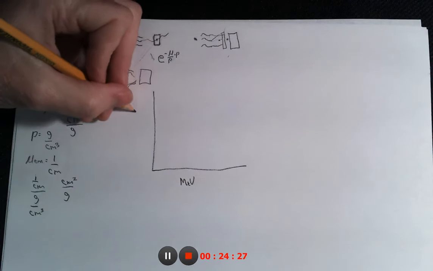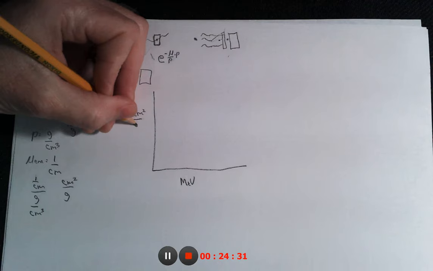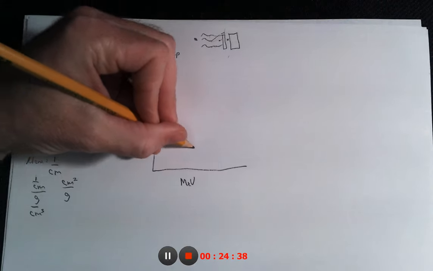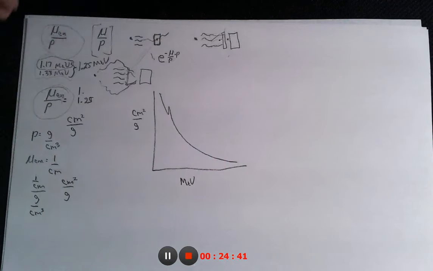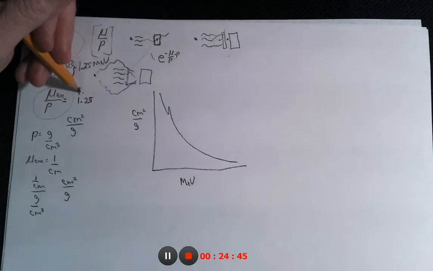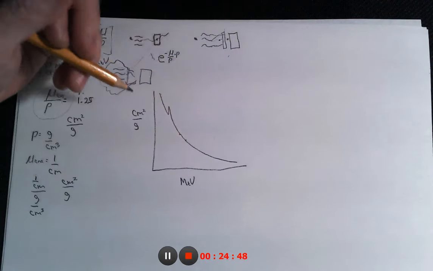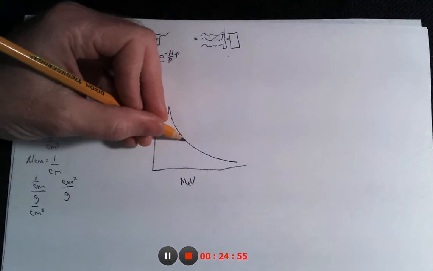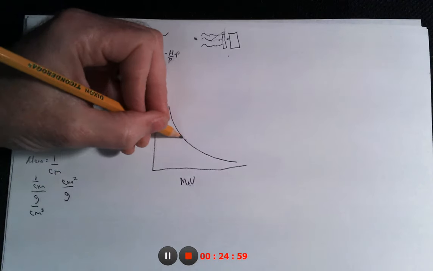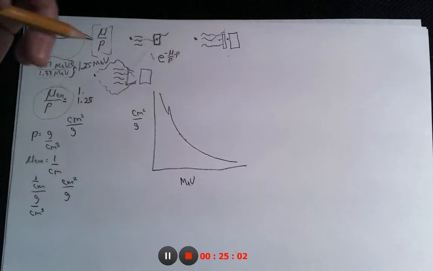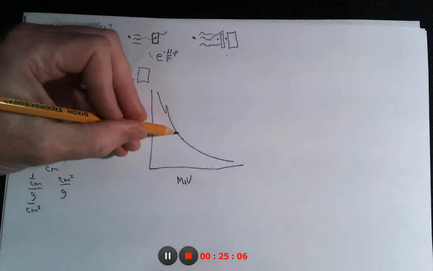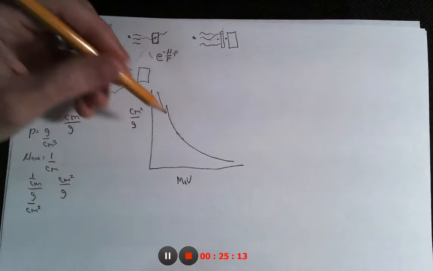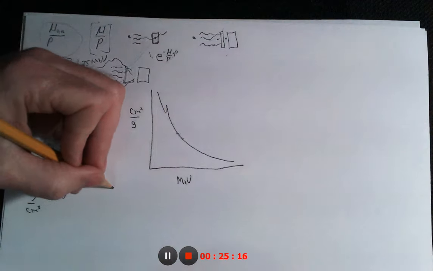So on this side you'll have centimeters squared per gram, and you'll typically have a curve that looks something like this, sometimes with a little spike for the K edge. The idea is that when you get two spots really close together, you can do a linear interpolation between them, because the line gets pretty straight when the points are close together.